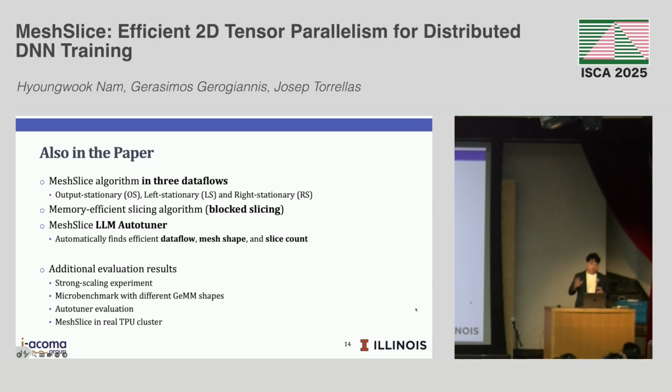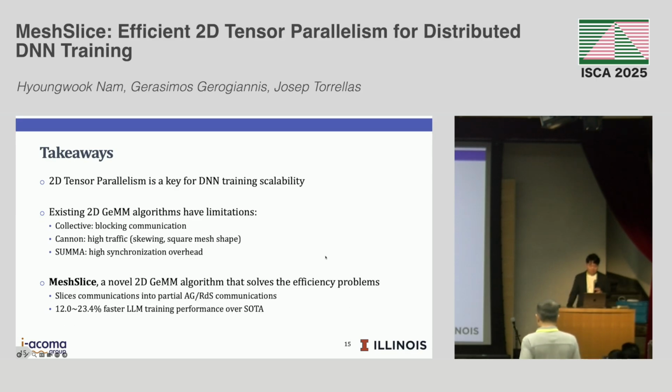Also, in the paper there are a lot more details I couldn't cover in this presentation, like how the algorithm is defined in 3 different dataflows, or how we can implement memory-efficient slicing by blocking the rows and columns, how we implement and evaluate the LLM AutoTuner to automatically find dataflow, mesh shape, and slice count of the MeshSlice 2D GEMM, and also additional evaluation results. You can also see them in the backup slides.